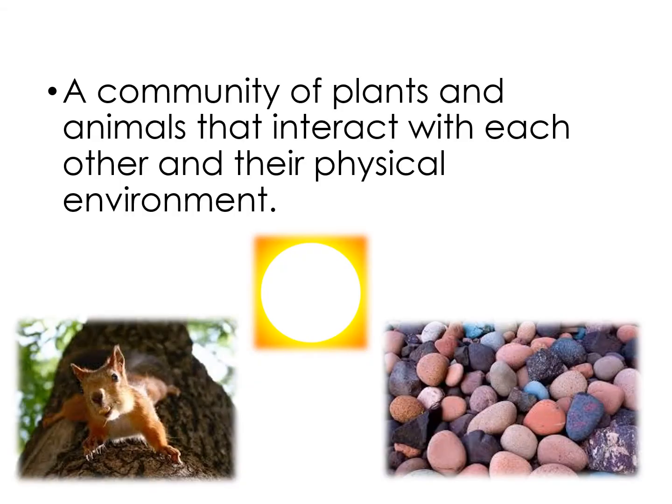So what is an ecosystem? An ecosystem is a community of plants and animals that interact with each other and their physical environment. So in this photograph, the tree interacts with the sunlight to make glucose, the squirrel eats the acorns from the tree, interacting with the tree, and the stones are weathered to make minerals that the tree then absorbs to make the acorns.